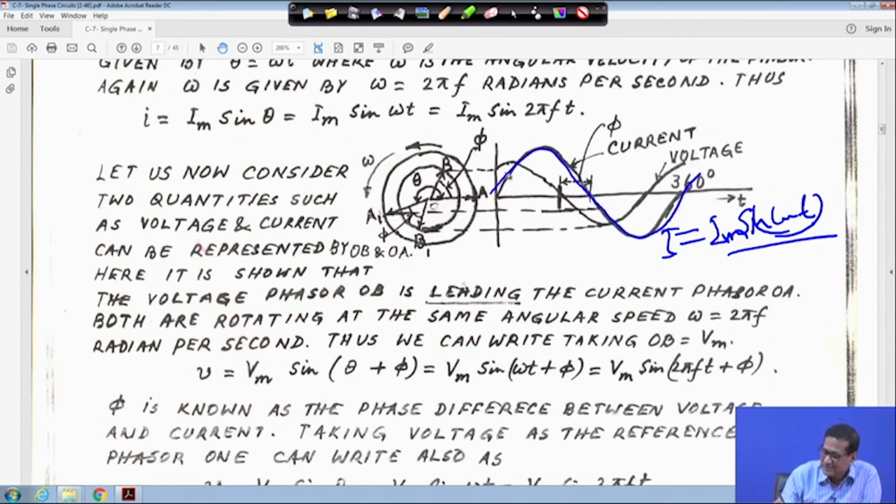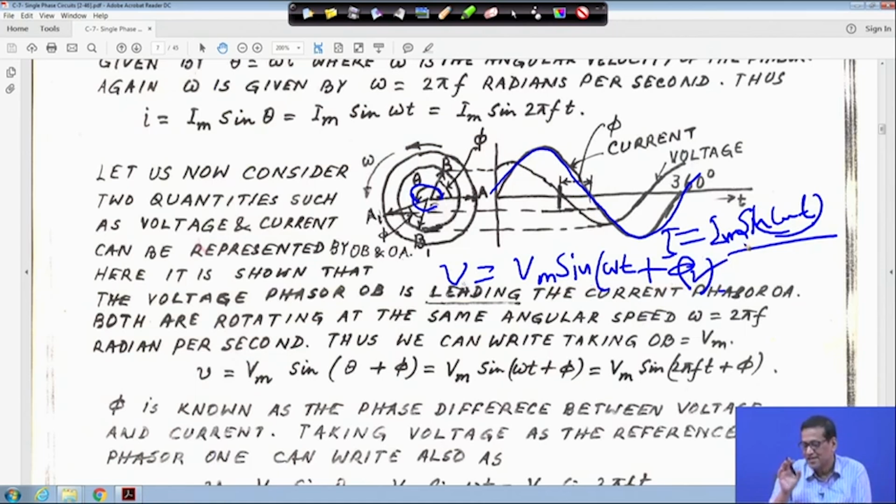Now in the voltage case, voltage is leading this current by phi. So we can write V is equal to Vm sin(omega t plus phi), right, because theta is moving from this position to that position. So it will be sin(omega t plus phi), because voltage is leading the current. So the phi angle should be positive, right.